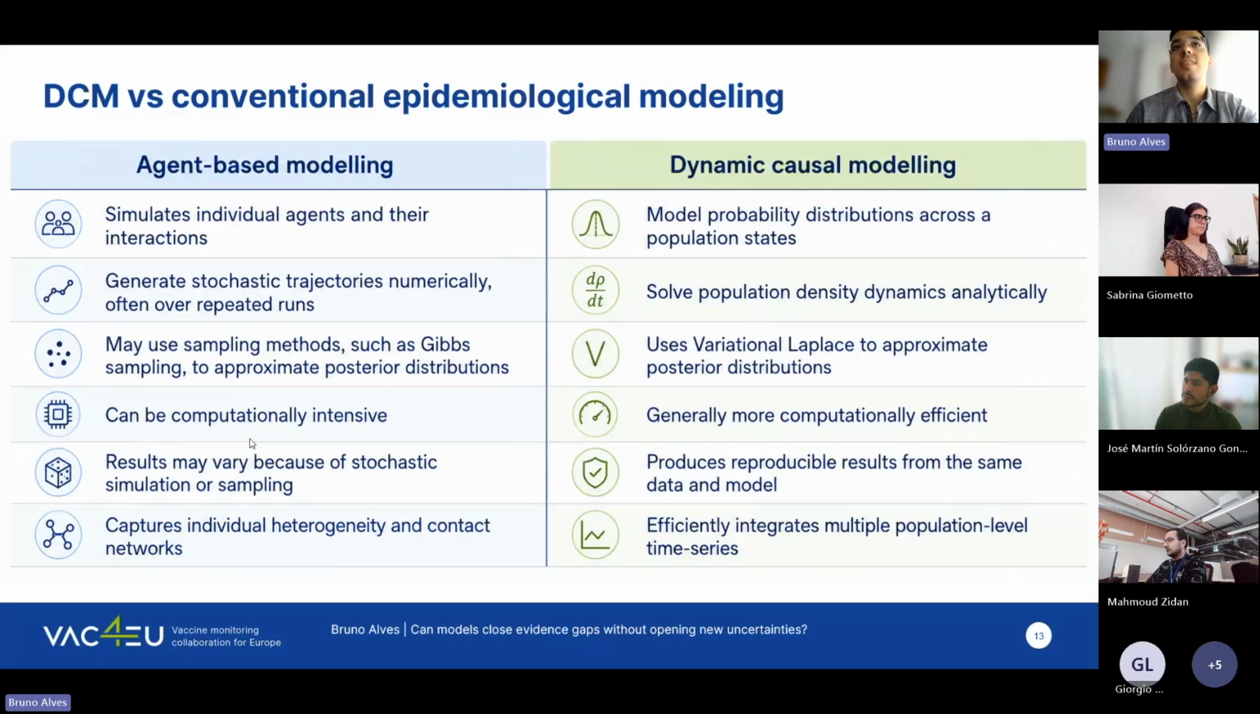And considering these density dynamics and the prior parameters behind it, we actually only do one single simulation for each DCM considering its data. So it's a much more reproducible and much more efficient approach. You can run the same DCM with the same data 5, 6, 7 times, and it will always return the same outputs.